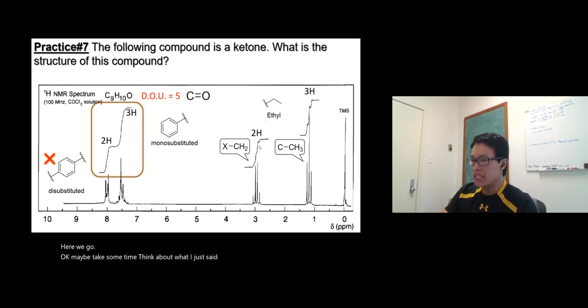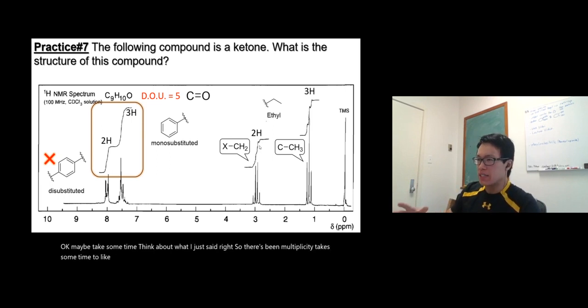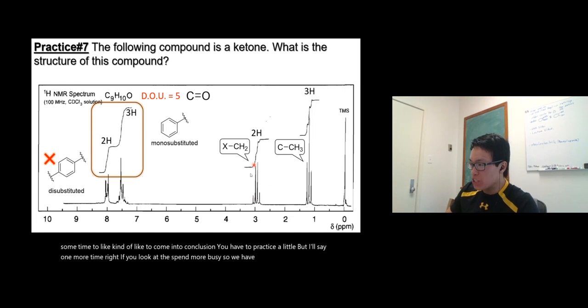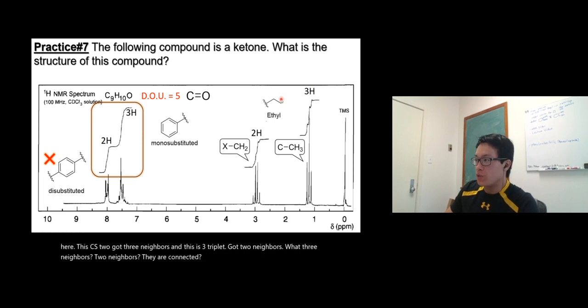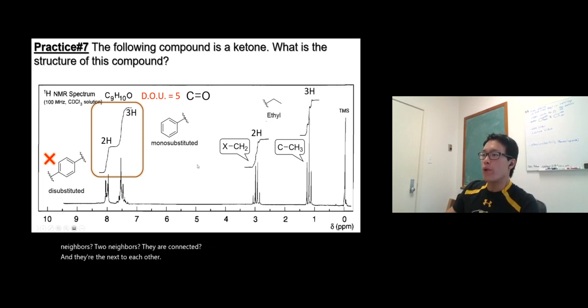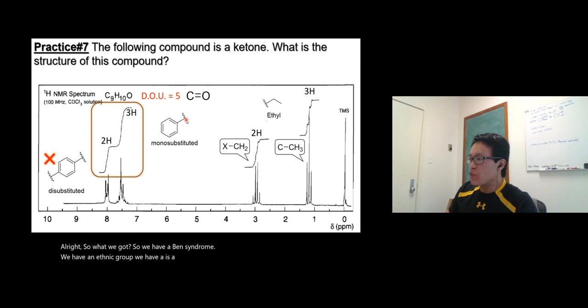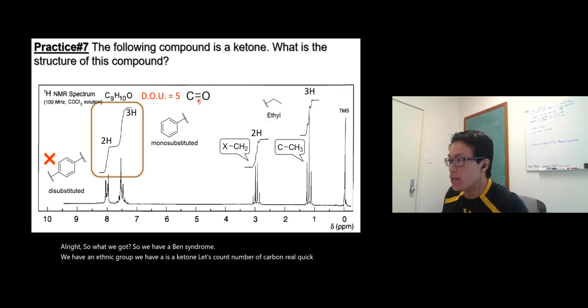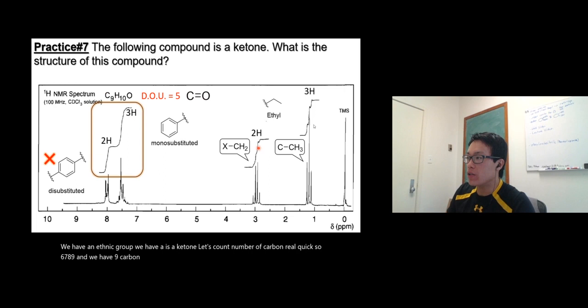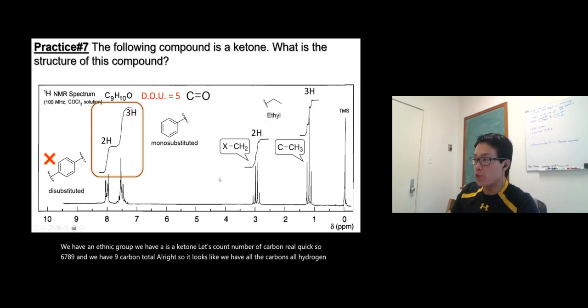All right. The spin multiplicity takes some time to come to a conclusion. You have to practice a little. But I'll say it one more time. If you look at the spin multiplicity, we have a CH2 right here. This CH2 has 3 neighbors, and this CH3, a triplet, has 2 neighbors. Well, 3 neighbors, 2 neighbors, they are connected, and they're next to each other. All right, so what we have is a benzene ring, an ethyl group, and a ketone. Let's count the number of carbons real quick. So 6, 7, 8, 9, we have 9 carbons total. It looks like we have all the carbons and all the hydrogens in here. Now we have to put them together.